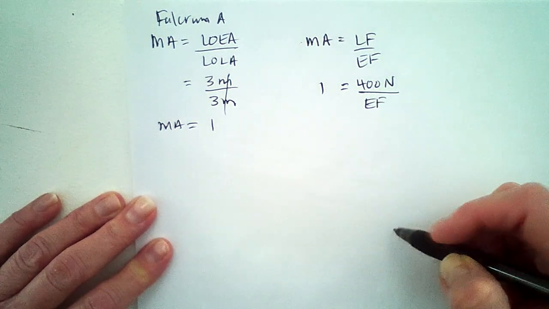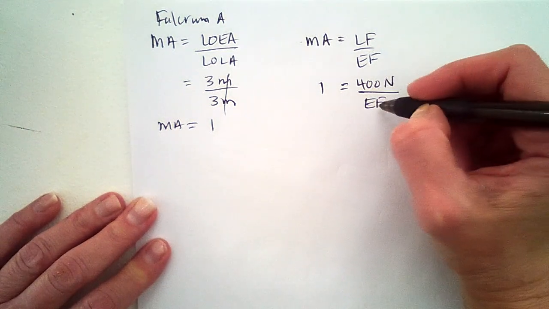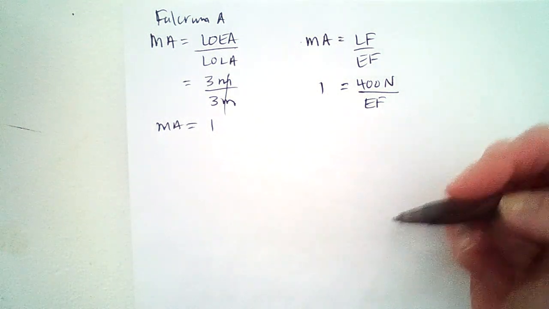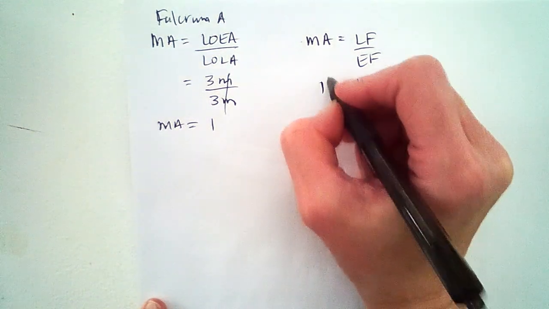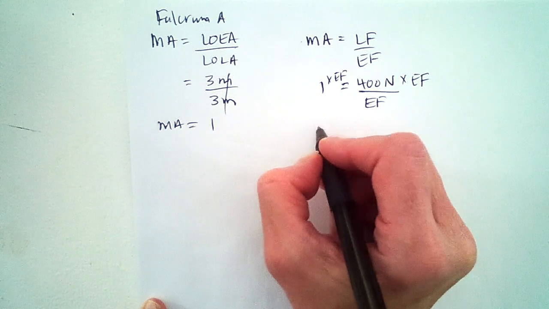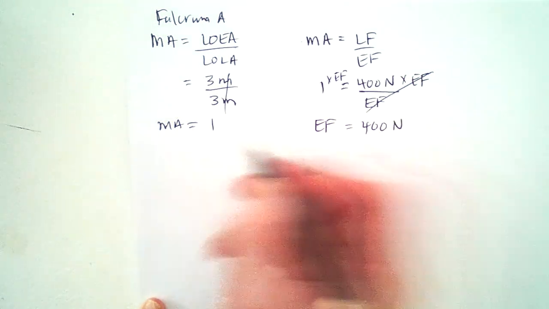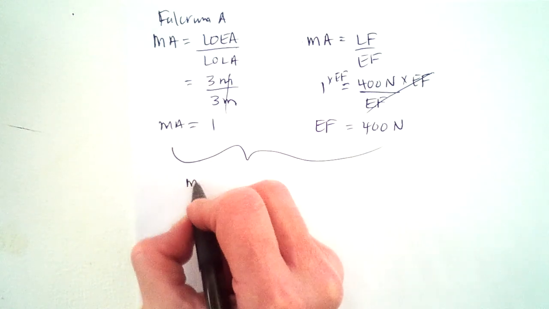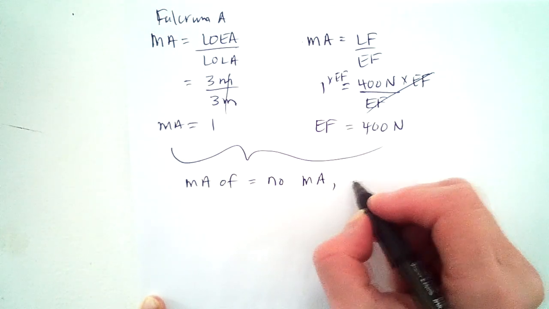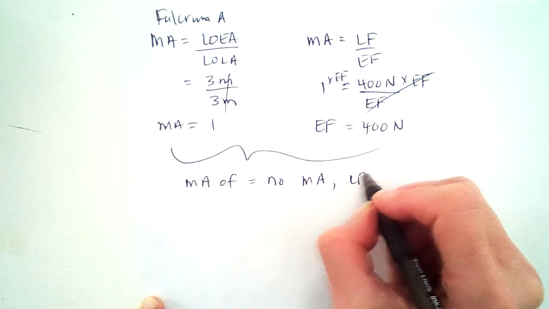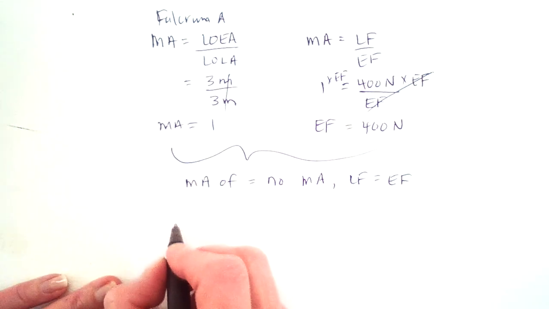Okay, so I can simply multiply both sides by effort force, because if I look at 400 newtons divided by effort force, I want to make sure that I am doing the opposite of division in order to balance the equation. Okay, so I'm going to times both sides by effort force. And so I get 1 effort force, or just effort force, equals, these cancel out, 400 newtons. So we talked in the past about the idea that an MA of 1 equals no MA, or in other words, the load force will equal the effort force. Okay? All right, let's look at fulcrum B.